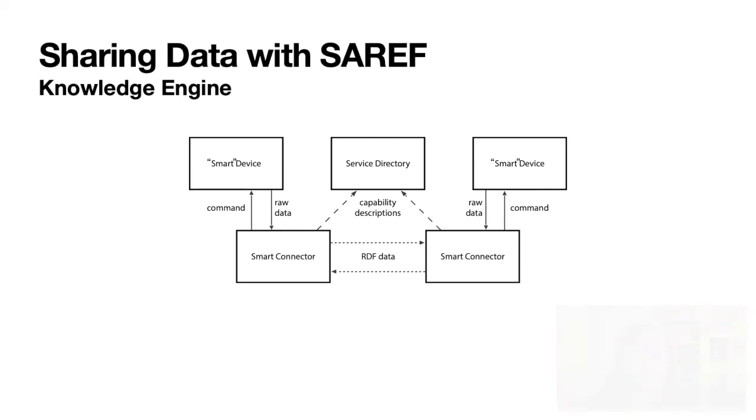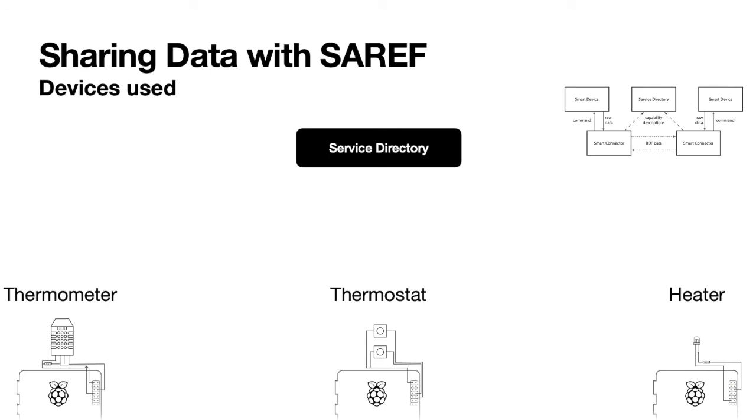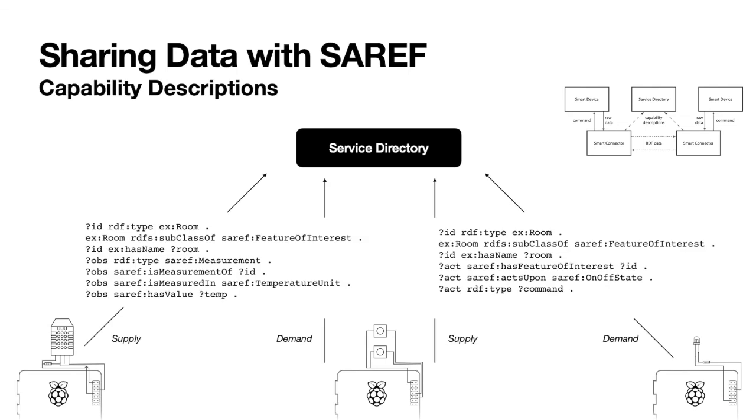In our implementation, it looked like this. 3 Raspberry Pis were used as smart connectors, and the service directory ran on a separate laptop. The thermometer measured the temperature, the thermostat had buttons that altered the target temperature, and the heater had a LED light that burns when the heater is on. The supply and demand descriptions from the smart connectors were sent to the service directory, which arranged the thermometer to send its messages to the thermostat, and the thermostat to send its messages to the heater, which looked like this.